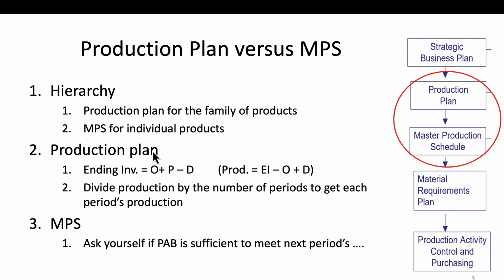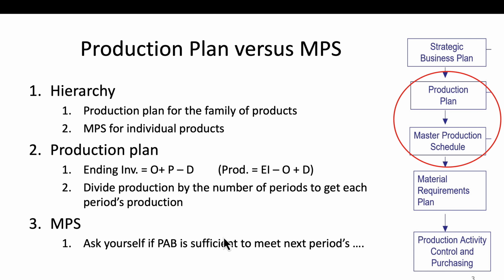Another topic that we discussed earlier was about production plan, how to make production plan, and one of the formulas that we discussed was this one: ending inventory is equal to OPD. O is opening inventory plus production minus demand, and this formula can be tweaked a little bit to make it like this one. Production is equal to ending inventory minus opening inventory plus demand. And then we divide production by the number of periods to get each period's production. And then in MPS, we start by asking ourselves a question: if PAB is sufficient to meet the next period's demand or forecast.